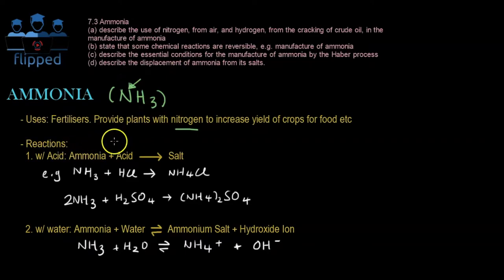The reactions are as such. First, it can react with acid to form a salt. So what we have here is ammonia reacting with hydrochloric acid to give us ammonium chloride. Similarly, this is another acid, which is sulfuric acid. So ammonia reacts with sulfuric acid to give us ammonium sulfate.